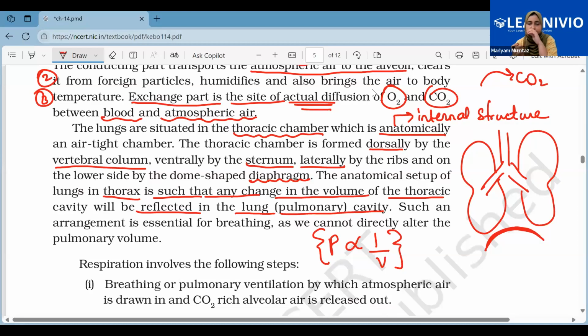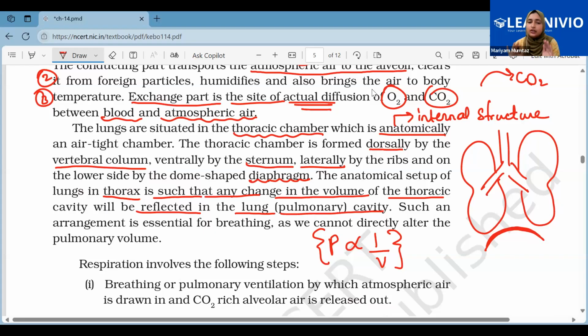For example, when we breathe in, our chest lifts up, and so does the lung. The lungs also expand. So whatever is happening to the chest cavity, the same exact thing will happen to the lung cavity. Anything that is related to the lungs is pulmonary. Like anything that is related to the heart is cardiac, isn't it?